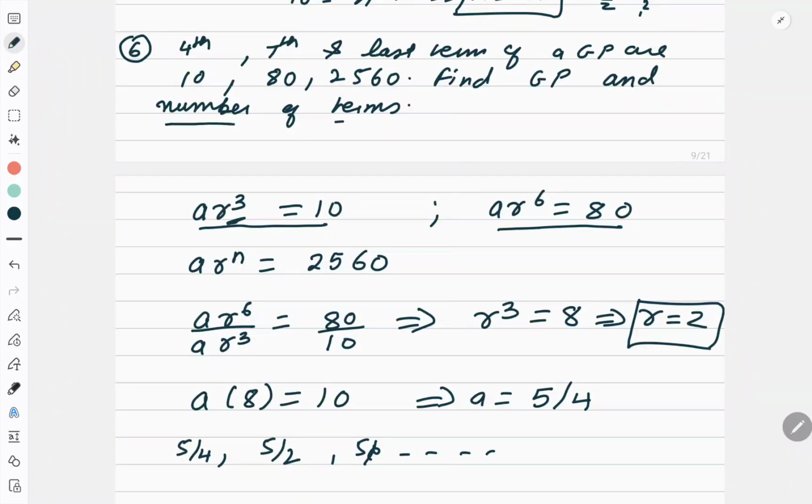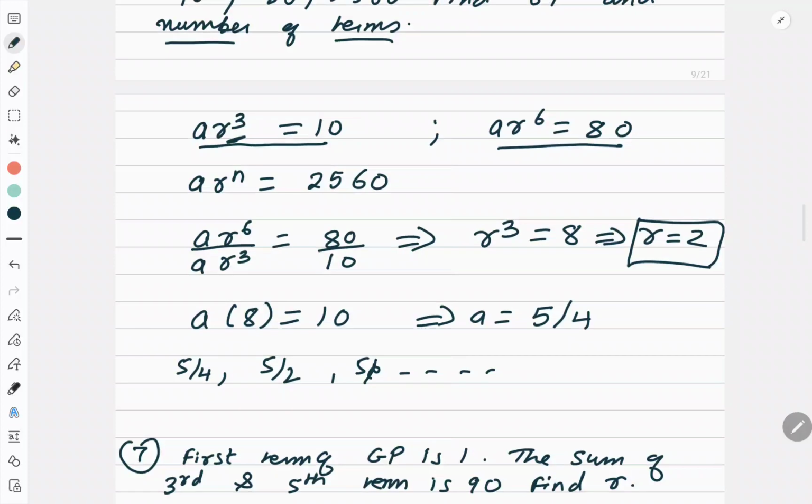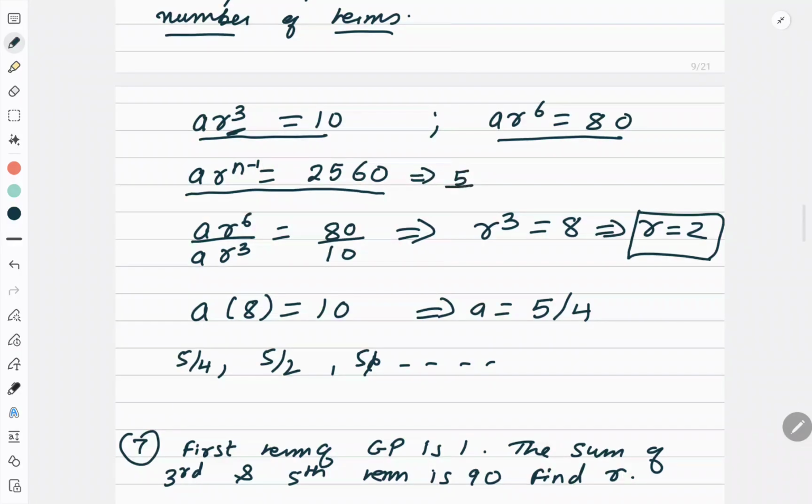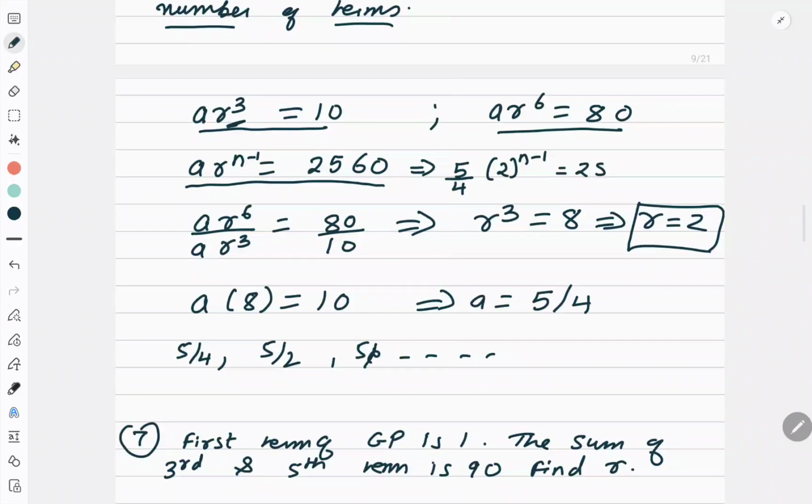Now what is the next thing? Find the number of terms. So they have given that nth term is, this is given. Nth term means a r to the power n minus 1. By mistake I have written n. So nth term is equal to 2560. So what I will be doing now, I'll substitute the values here. What is the a value? 5 by 4. What is the r value? 2. So 2 to the power n minus 1 is equal to 2560. Correct.